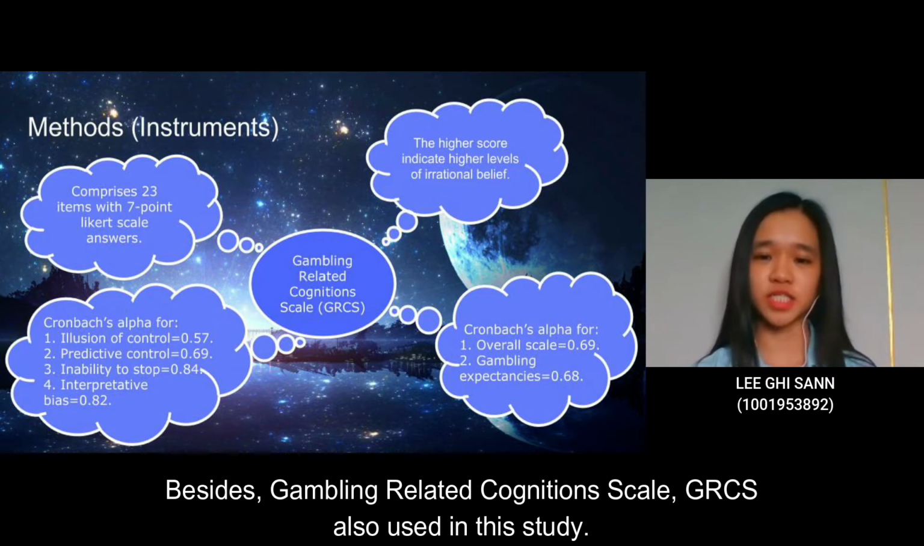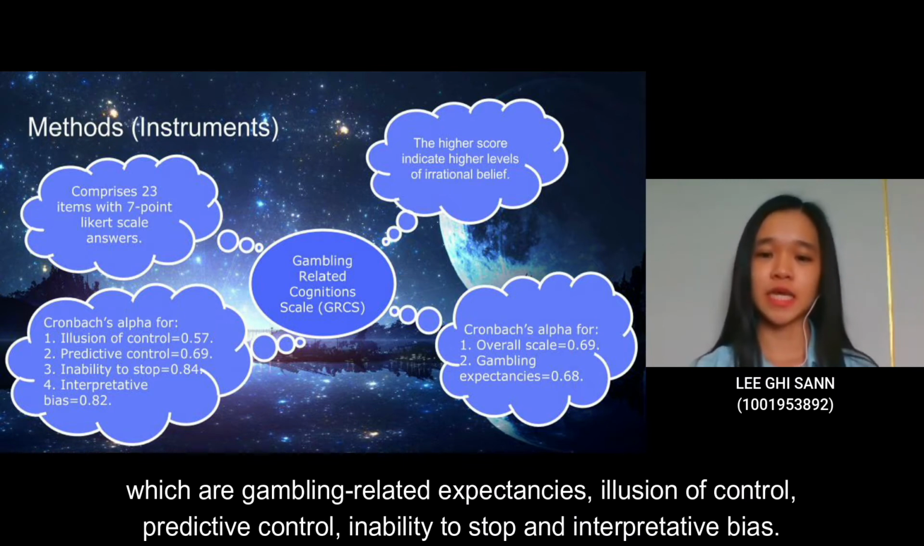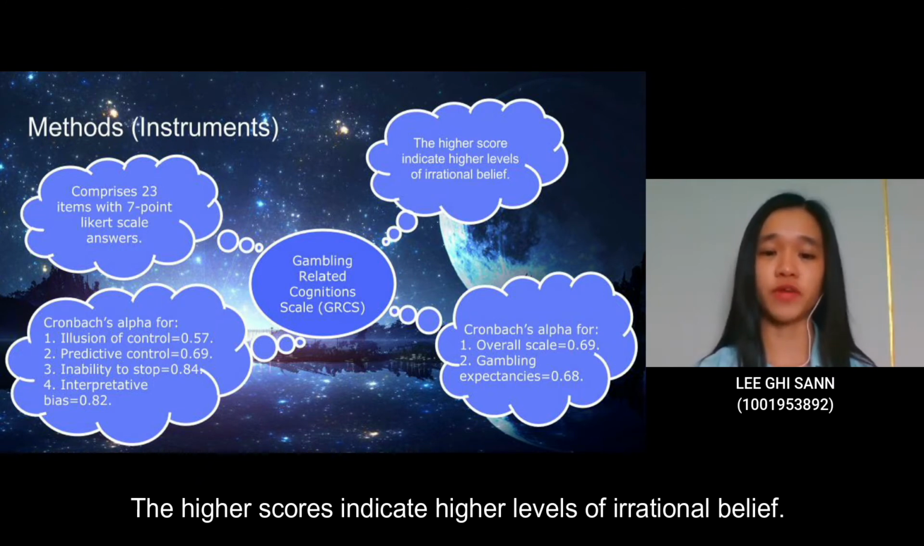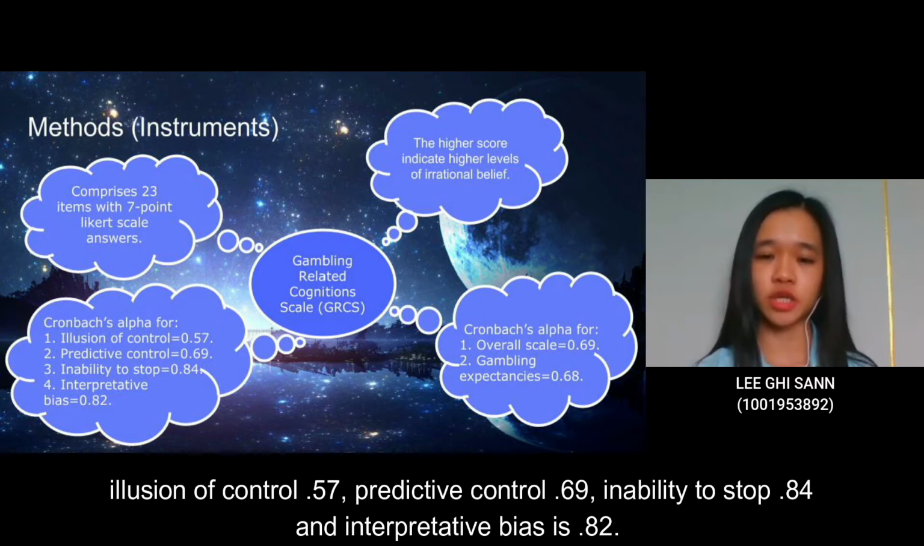Besides, the Gambling-Related Cognition Scale, GRCS, was also used in this study. It comprises 23 items with a 7-point Likert scale that assess 5 dimensions of gambling-related irrational beliefs, which are gambling-related expectancy, illusion of control, predictive control, inability to stop, and interpretative bias. The higher the score, the higher the level of irrational belief. The Cronbach alpha for the overall scale is 0.9, while Cronbach alpha for gambling-related expectancy is 0.68, illusion of control 0.57, predictive control 0.69, inability to stop 0.84, and interpretative bias 0.82.